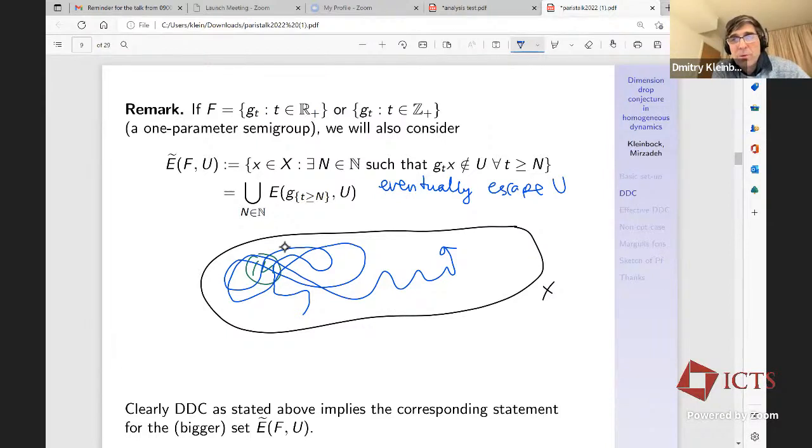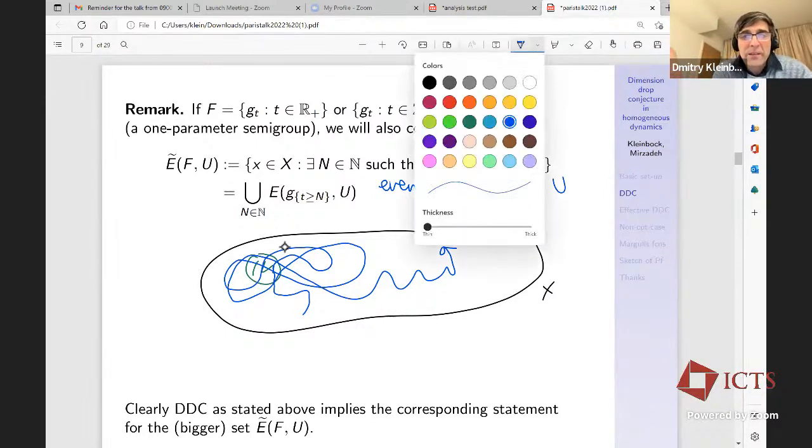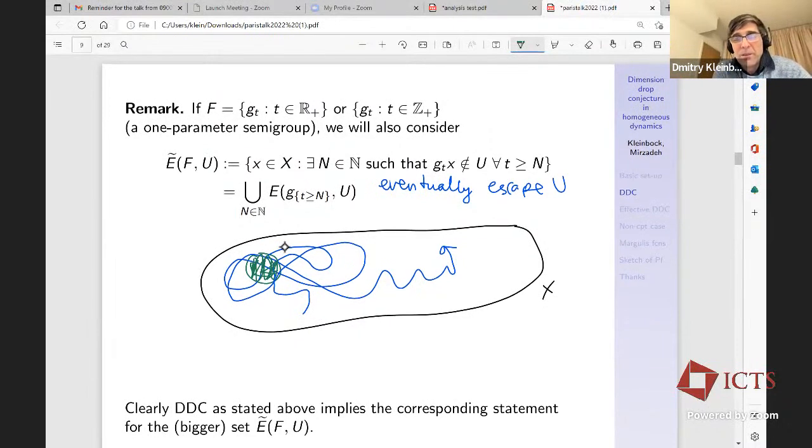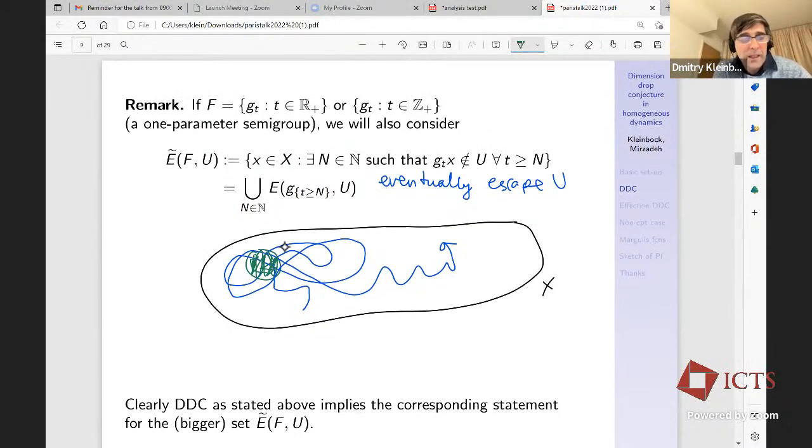So we also aim to understand the fact that if you are allowed to do it for finite time and then stop doing it, you still need to have less than full Hausdorff dimension. It's just an argument involving a countable union of sets.